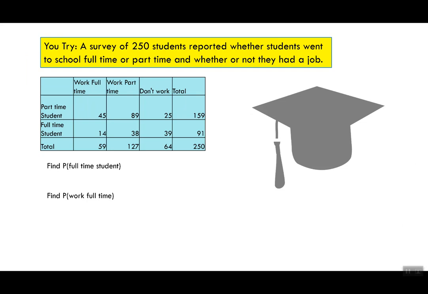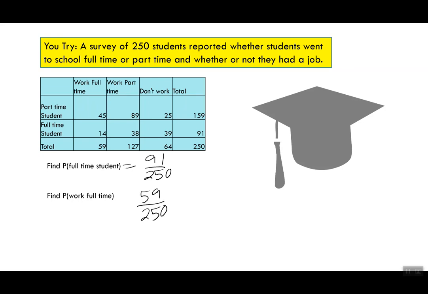Let's pick a different chart. This one has a survey of 250 students reported whether the students went to school full-time or part-time and whether or not they had a job. So in the chart, we're going to look for what's the probability that the student was full-time. So when I'm looking at full-time, I want to go all the way across to the 91 over 250. Now let's look at working full-time. So working full-time, I want to look down and it says 59 over 250.